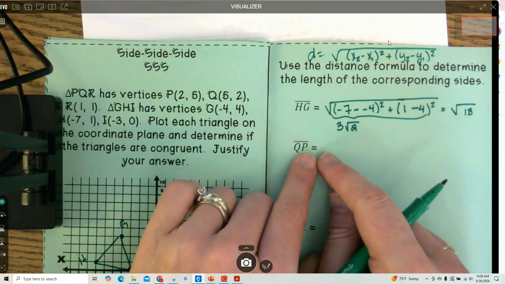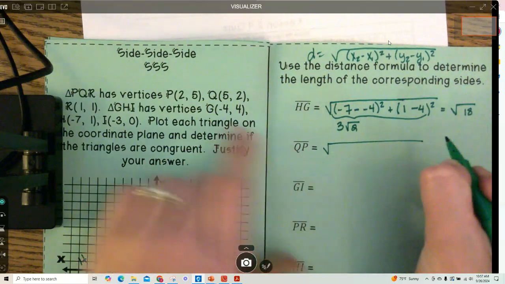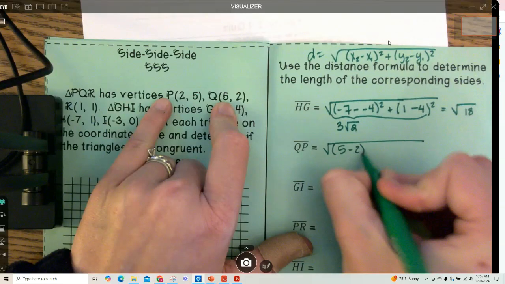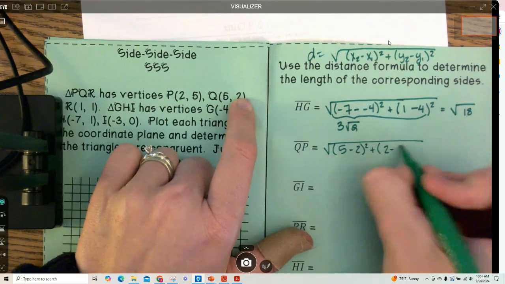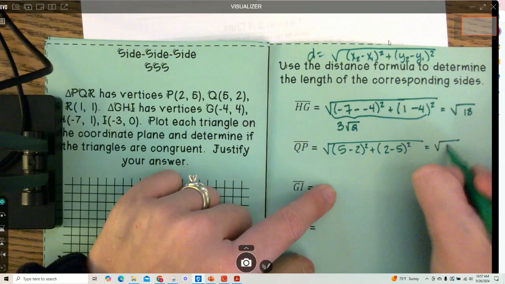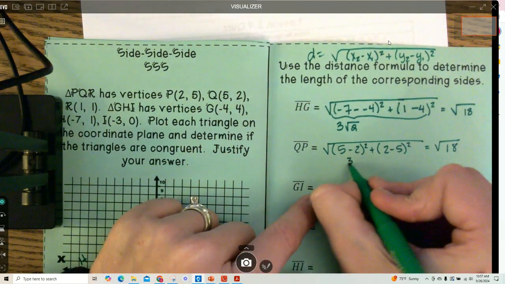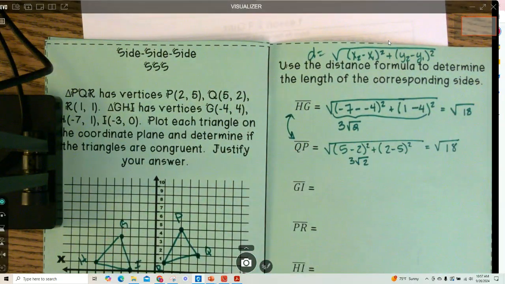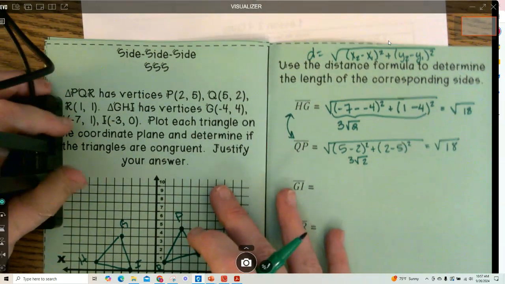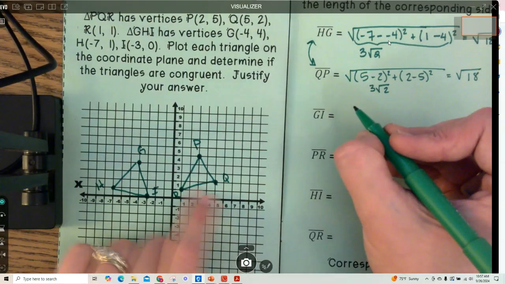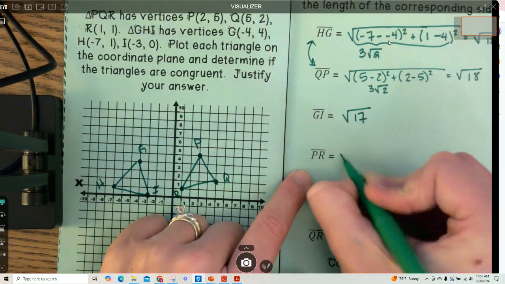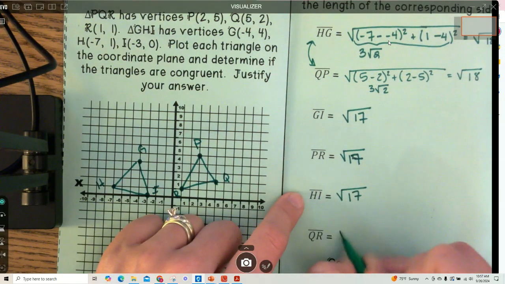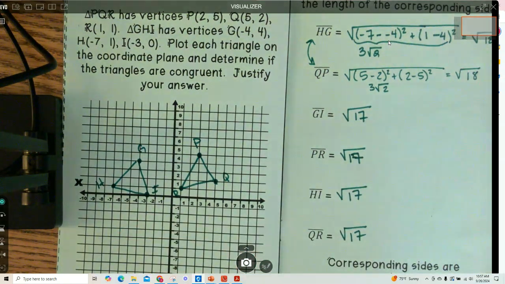Okay? If we do QP, Q, and then here's P. So 5 minus 2 squared plus 2 minus 5 squared would give me the square root of 18, or 3 times the square root of 2, meaning these two sides measure the same thing. We could go down and we could do that with the rest of these. Instead of doing the math, I'm just going to tell you, if you use the distance formula, GI is the square root of 17, PR is the square root of 17, HI is the square root of 17, and QR is the square root of 17.